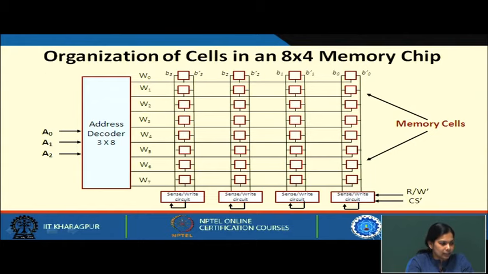So, in this organization, we can see that an 8 cross 4 memory chip is there. The address is decoded using a 3 cross 8 decoder, and each of the memory cells is connected to 2 bit lines, one the complement of the other, which are connected to the sense/write circuitry, and through the sense/write circuitry it is connected to the data lines. We also have to supply signals specifying whether we want to read data or write data. So, this is how the 8 cross 4 memory chip is organized.